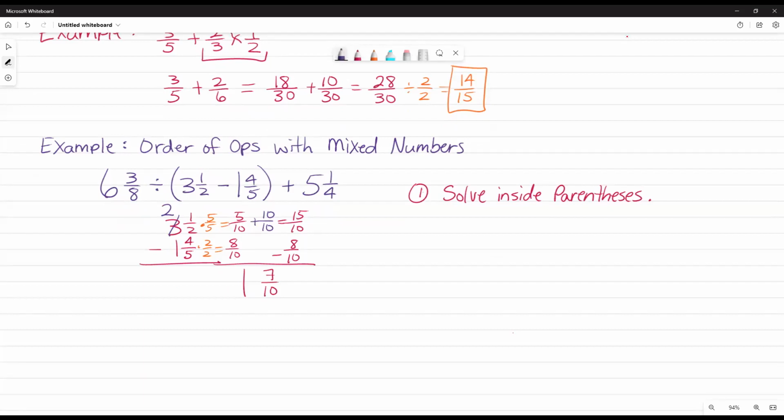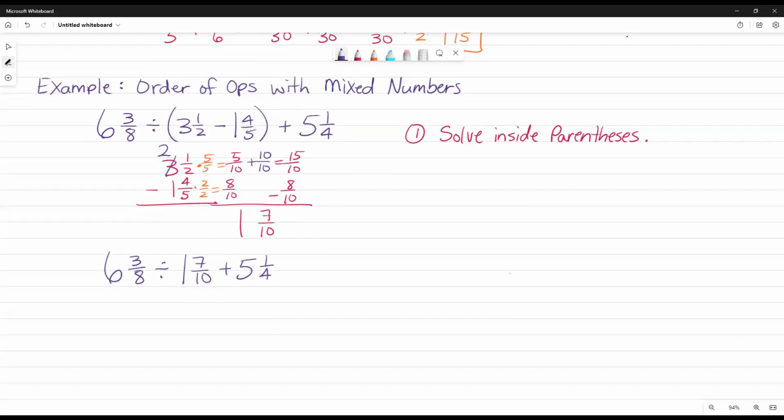I'm going to plug that in to my original problem and just rewrite it. I know it's taking up a lot of room on my screen, but make sure you give yourself plenty of room to figure out what's going on. All right, so I have 6 3/8 divided by 1 7/10 plus 5 1/4. So what do I do next? I'll give you time. Okay, so which part do I solve first?